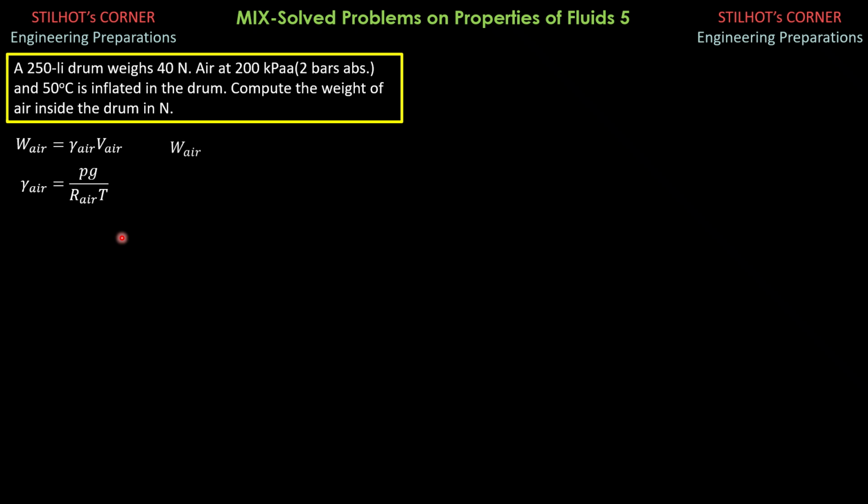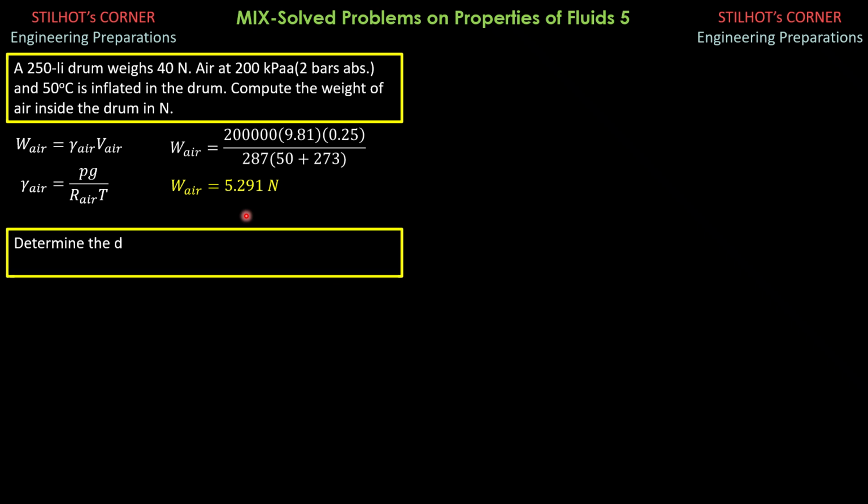So the weight of air is pressure 200,000 pascals absolute times acceleration due to gravity 9.81, times volume of air 0.25 cubic meter, divided by gas constant of air 287 times quantity 50 degrees Celsius plus 273. So the weight of air can now be computed: 5.291 newtons. Let's proceed to the second problem.